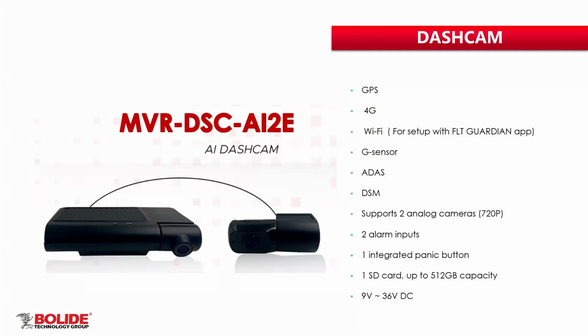But it has a built-in G sensor. Of course, we get our ADAS and DSM capability. It does support 2 analog cameras, 720p. You have 2 alarm inputs to add to the camera, as well as 1 integrated button. And it does have the capability for 1 SD card up to 512 gigabyte capability. And the power capability of the camera is 9 volts to 36 volts.